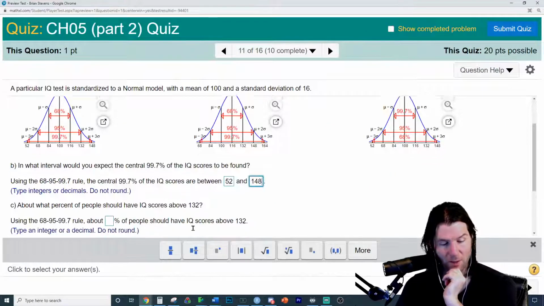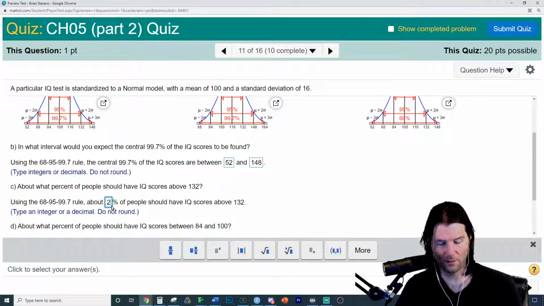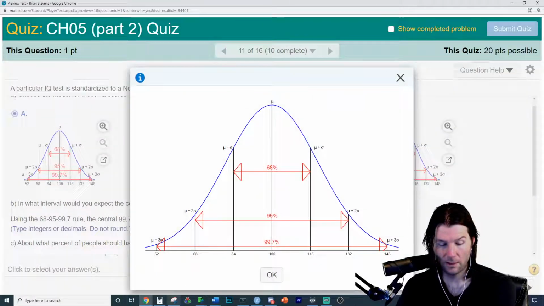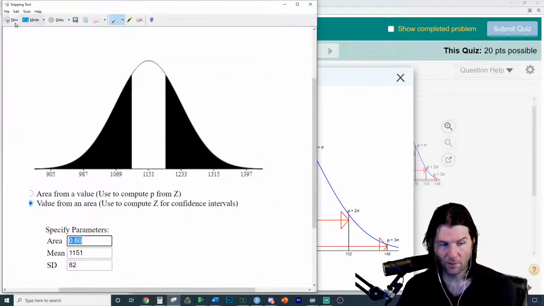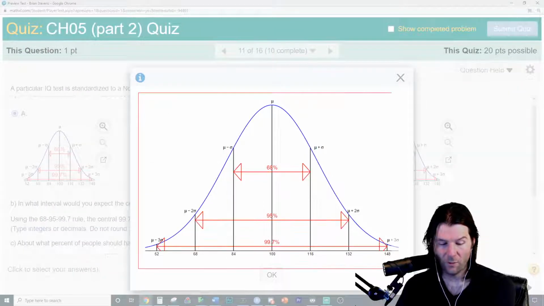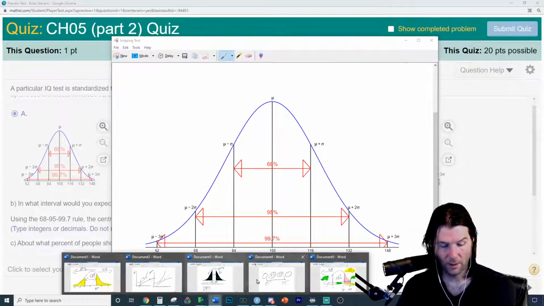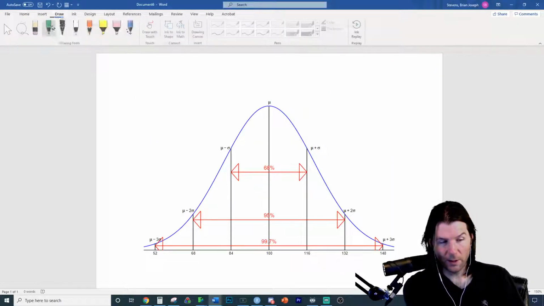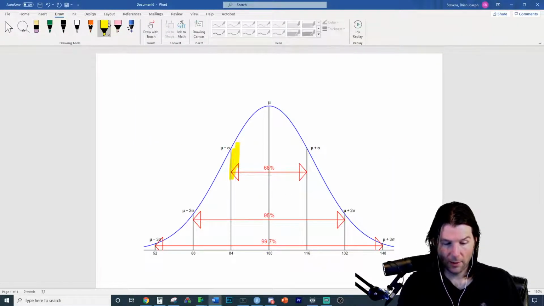And so it's going to be 2.5 according to the empirical rule. Between 84 and 100. Ooh, I like this one. I like this one a lot because we don't always do this one. It's not too hard to figure out. Between 84 and 100, let's grab our graphic. Between 84 and 100 is this area right here.